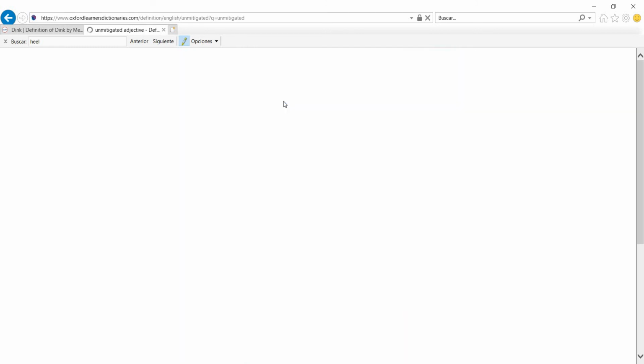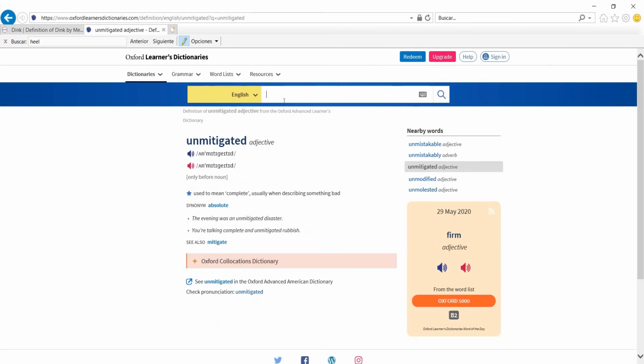Right? Think of the stress where you put it and mitigate it. And we saw it: mitigated disaster and mitigated rubbish, right? That was at the beginning, right? Okay, I wanted to show you the collocations, that you will find many more here.